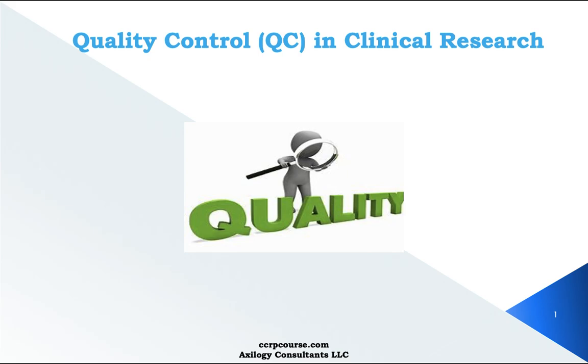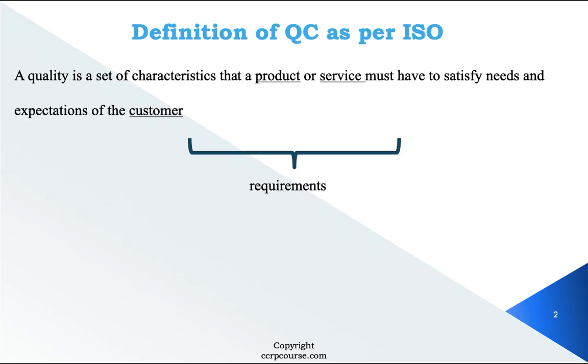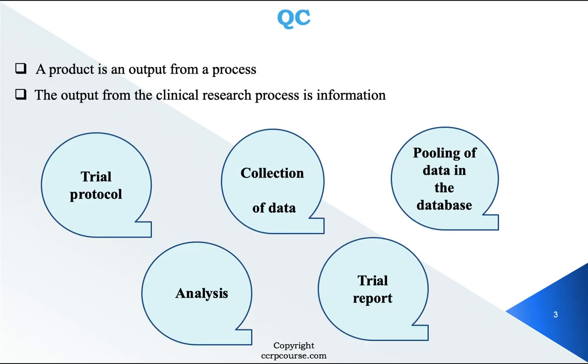Today we're going to go over quality control in clinical research. So let's get started. Now, what is the definition of quality as per ISO? Quality is a set of characteristics that a product or service must have to satisfy the needs and expectations of the customer. A product is an output from a process, and the output from the clinical research process is information. So you have the trial protocol, the analysis, the collection of data, the trial report, and the pooling of data in the database.